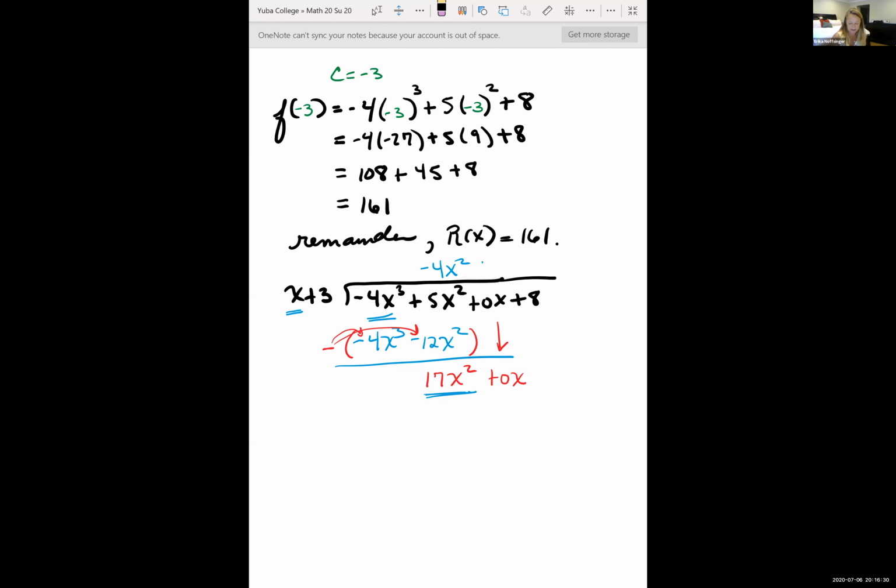Well, that's a positive 17x. Distribute it. 17x times x is 17x squared. 17x times 3, that's 51x. Subtract that off. Add the opposite. 17x squared minus 17x squared cancels. And this is 0x minus 51x, which is negative 51x. Bring down the plus 8.